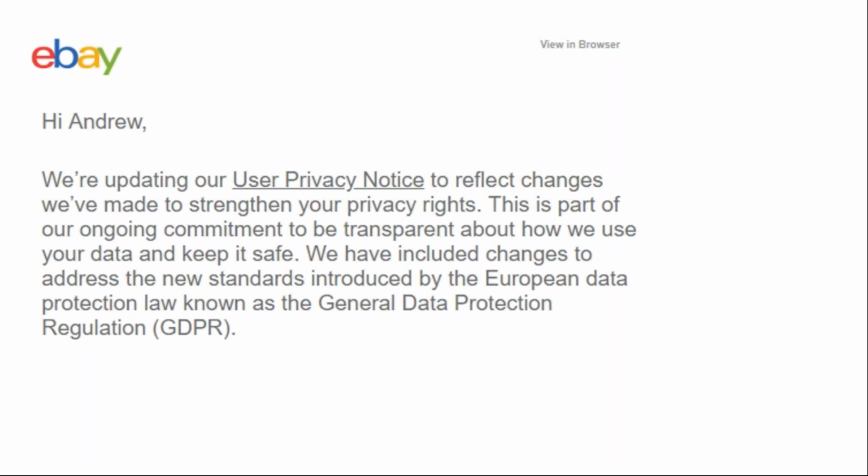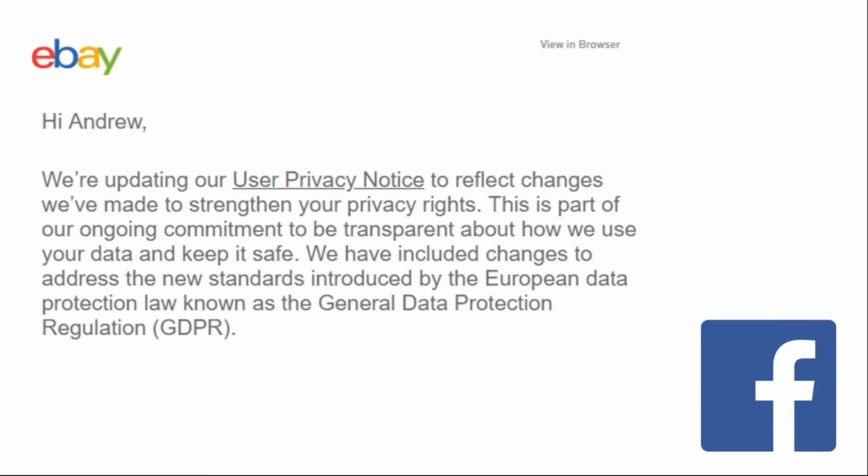Naturally, further in that email, there's a link that takes you through to a very thorough, detailed and well laid out privacy notice, which clearly explains how eBay is going to use my personal information. So that's a nice example. I guess we could look at a worse example, and that's Facebook.